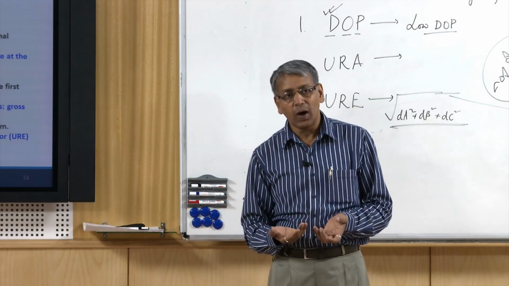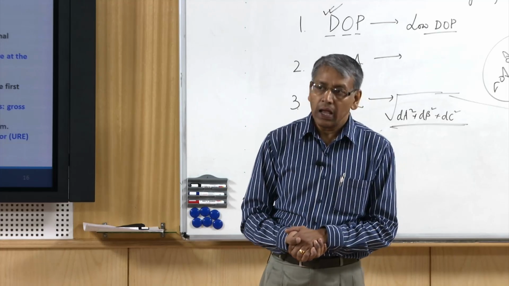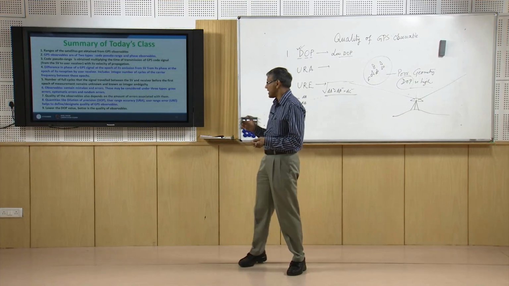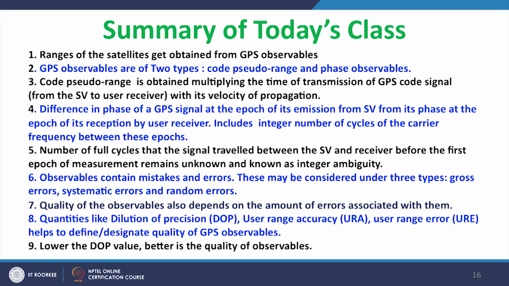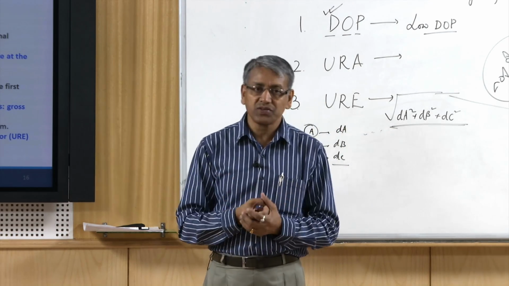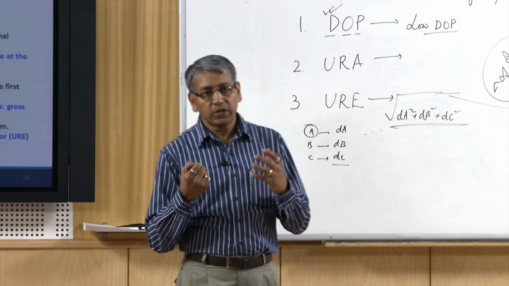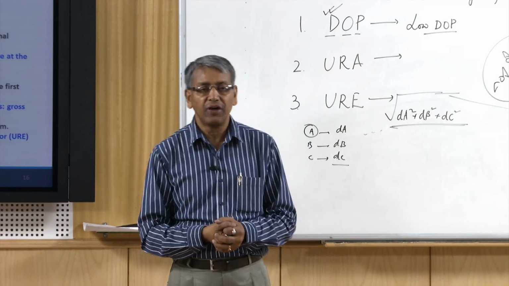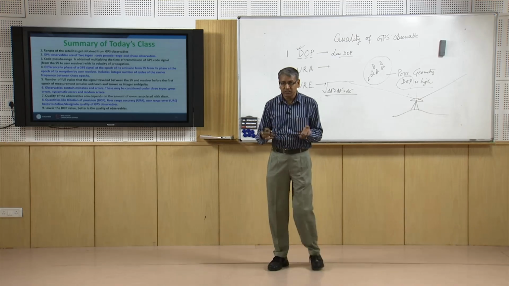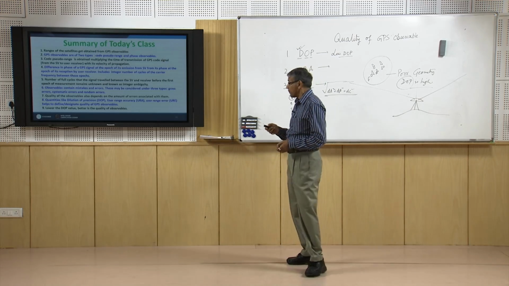The lesser the error, the better the quality, and we can find that out quantitatively using three parameters: DOP, URA and URE. The most simple and widely available parameter is DOP, which we can check even during our GPS observation, GPS surveying. So during GPS surveying we should take those data when the DOP value is less. Less means it may be 1 or 2, something like that. Of course, this value will depend upon the nature of the project.